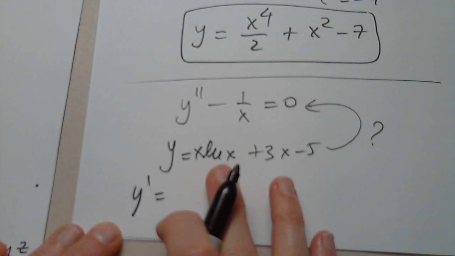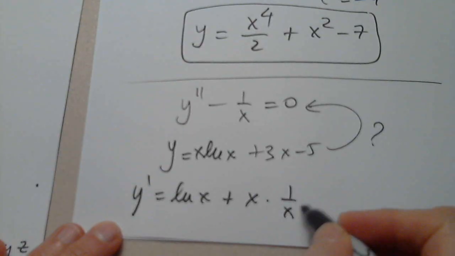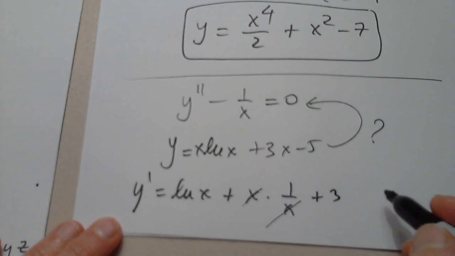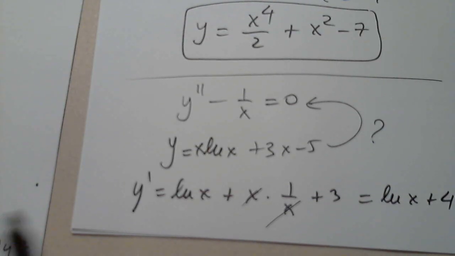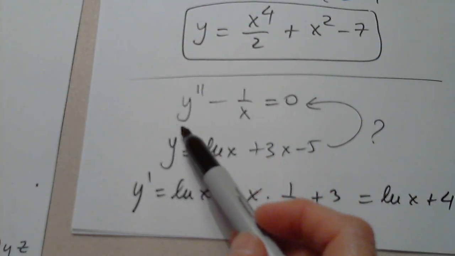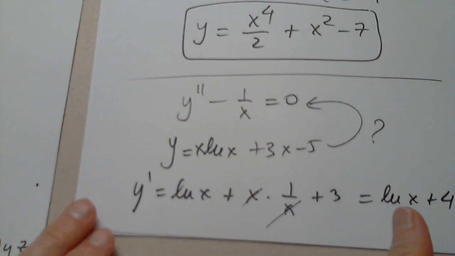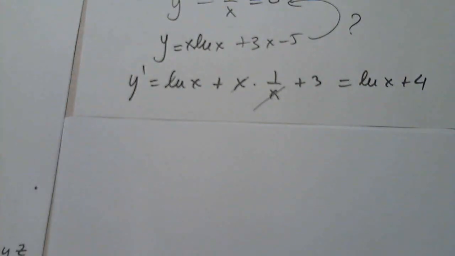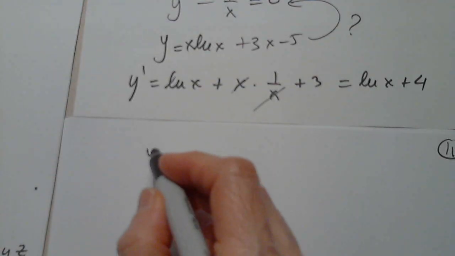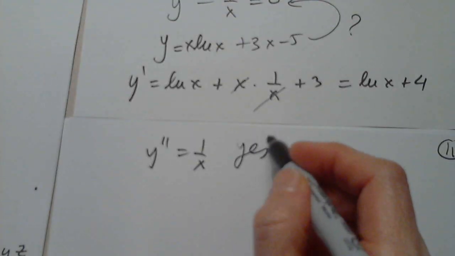So we have to find y prime. This is a product rule. The first function prime times the second one plus the first times the second prime. So this is natural log of x plus 4. Then we have to differentiate again because the differential equation does not have y prime in it. So when we differentiate again, we just get 1 over x. And of course, when we plug it in, the answer is yes.